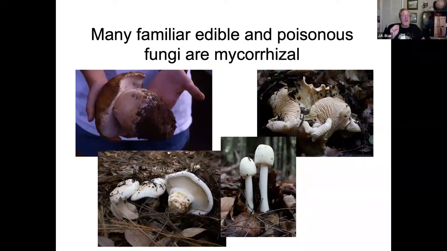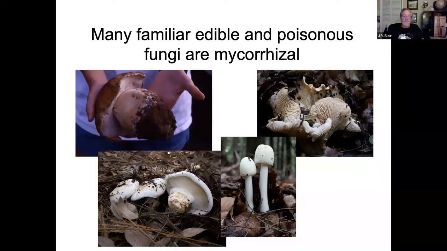This is a white chanterelle. Chanterelles are mycorrhizal. This one here is a deadly Amanita called Amanita biosporigena. The destroying angel is a common name for that one. And then this here is Matsutake, which is highly sought after as an edible mushroom, particularly in Japan. But it's very good, very tasty with rice dishes. Anyway, these are all mycorrhizal mushrooms.